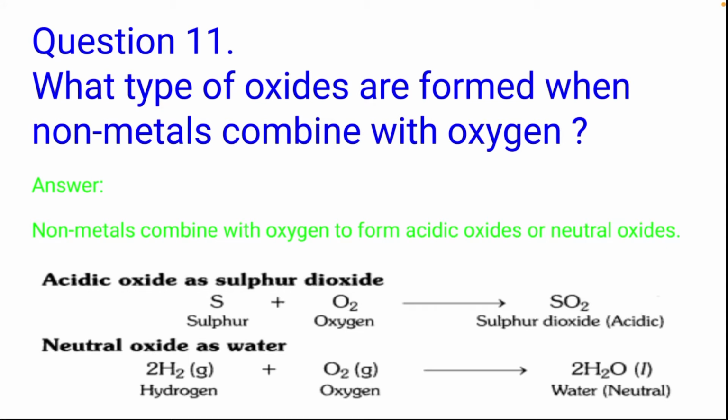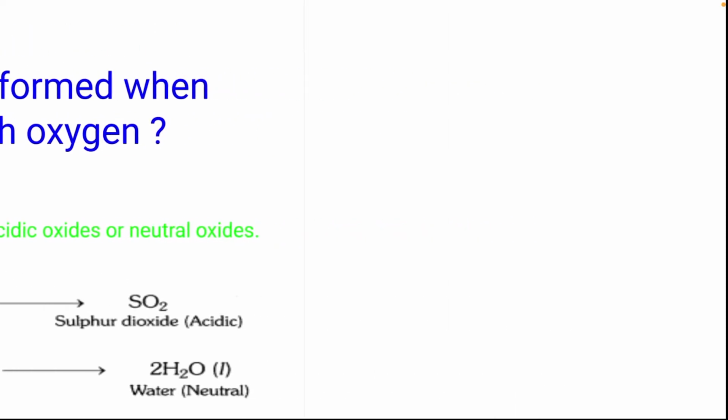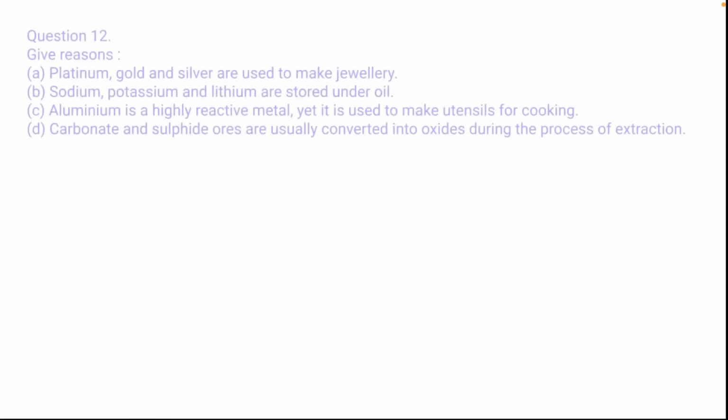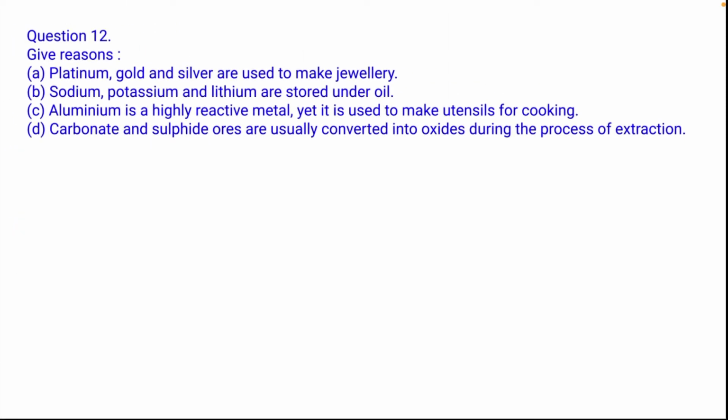So hydrogen is a non-metal, sulfur is a non-metal. In the sulfur case, it forms an acidic oxide, SO2, whereas in the case of hydrogen combining with oxygen, it produces a neutral oxide. Next we have question number 12. Give reasons. First one, platinum, gold and silver are used to make jewelry. What is the reason behind this?